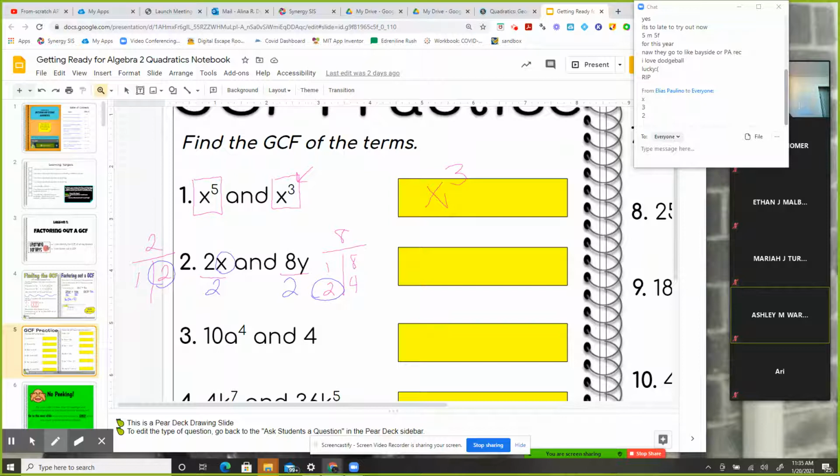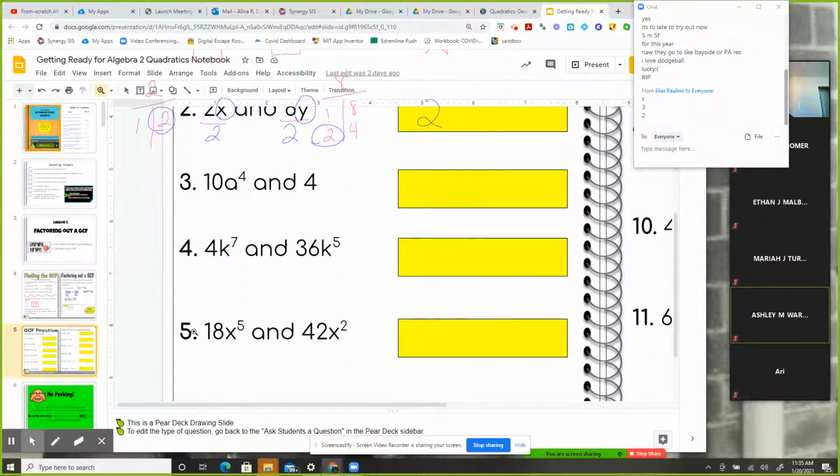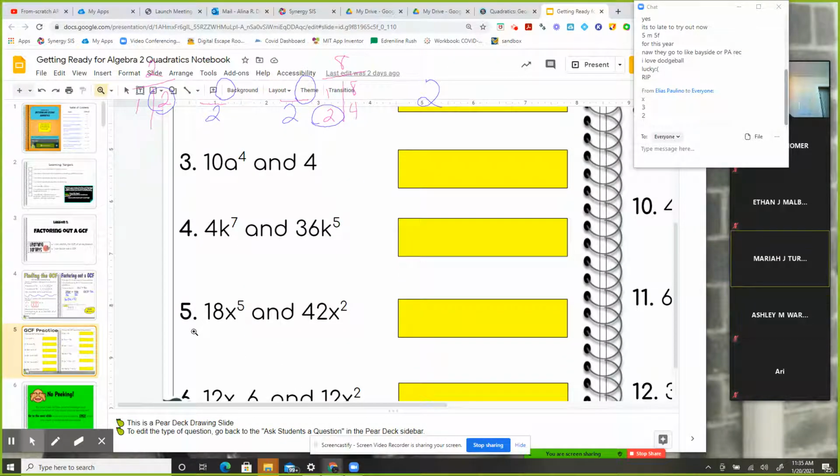And I've got x's in this term and y's in this term, so there's no variables that are the same. So the greatest common factor is just going to be 2. What about number 3? Wouldn't it just be 2? It would be.